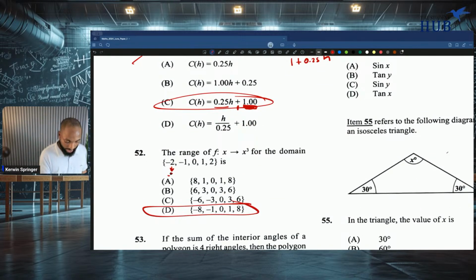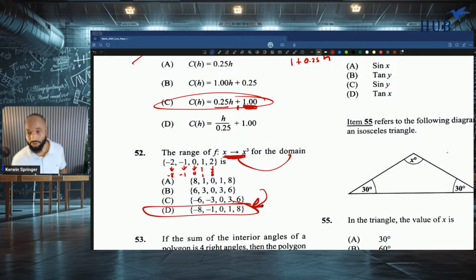This is cubed, so negative 8, negative 1, 0, 1 by 1 by 1 is 1, 2 by 2 by 2 is 8. However, negative 2 by negative 2 by negative 2 is negative 8. So when you plug in this domain, the answers for all of them would be the range, and that's that.